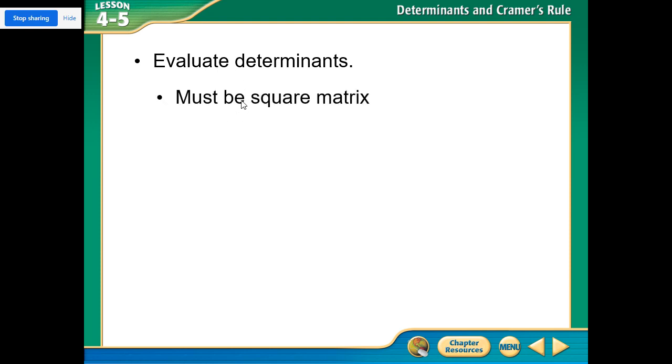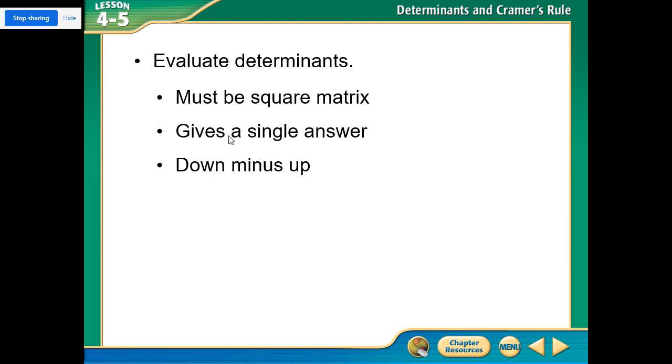In order to evaluate determinants, they must be a square matrix. It gives us one single answer, like a 4 or a 5. It's not a matrix answer, it's just an actual answer. And we always do down minus up. I'll show you what that means in just a minute, but down minus up.